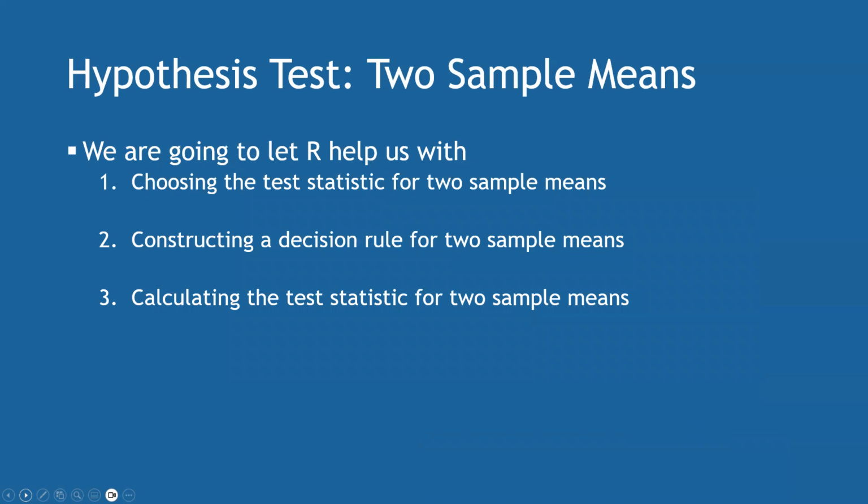All right, so for the 1-sample mean, when we compared that to a hypothesized value, we looked at how to calculate that by hand, and you will be expected to know how to calculate that by hand. However, when we do the 2-sample mean, it's not impossible to do these by hand, it just takes practice, but we're actually going to let R help us. R is going to help us choose the test statistic, construct our decision rule, and calculate the test statistic for the 2-sample means. So we're going to really rely on R to conduct a hypothesis test for 2-sample means.